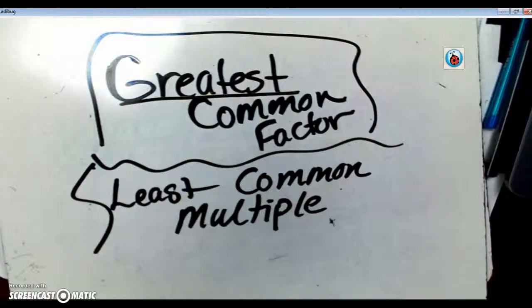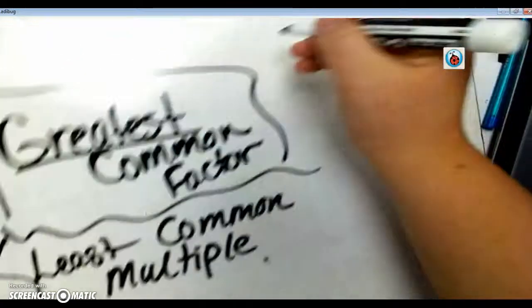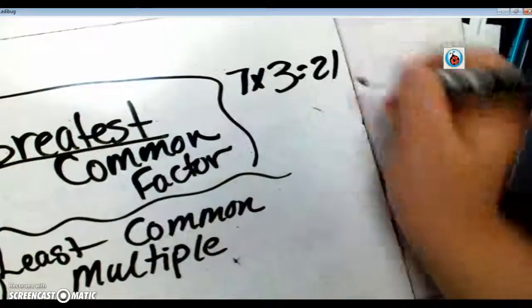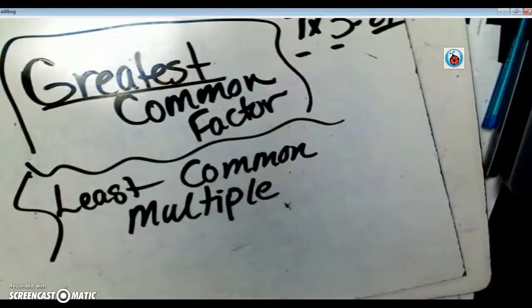But before we can do that, I have to remind you how to find a least common multiple, because I'm going to have to make common denominators in order to add or subtract those fractions. I do that by a strategy called finding the least common multiple. Factors are 2 numbers that I multiply together to get a product. So 7 and 3 would be my factors, 21 would be my product.